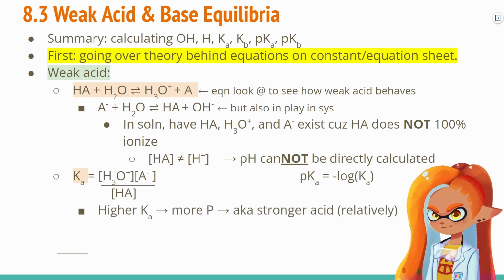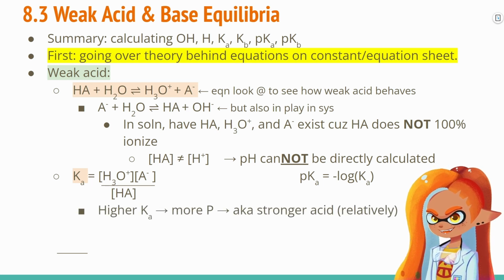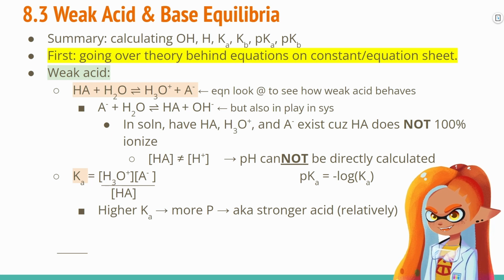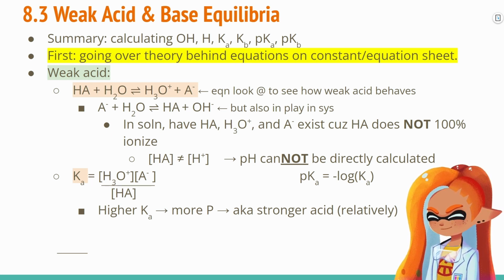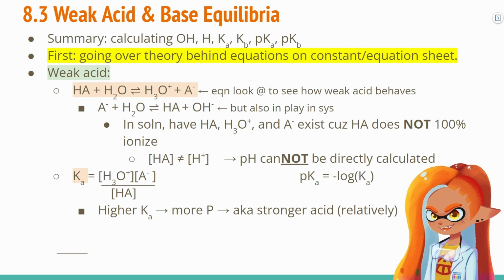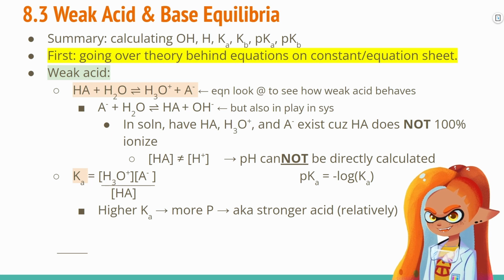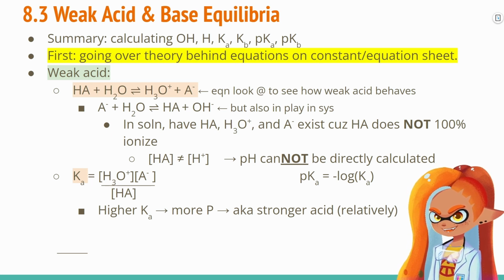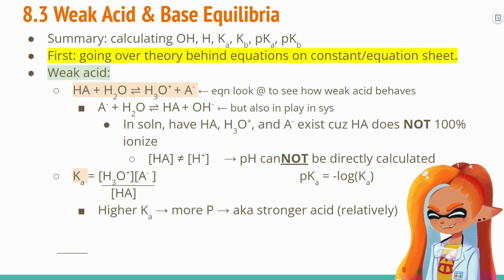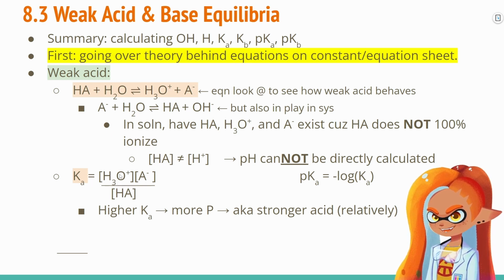If you have a higher Ka value, that means you have more product, aka if you have a stronger acid in terms of relativity to other weak acids. As a reminder, this is still weak compared to a strong acid because a strong acid will ionize completely. A weak one will just ionize a little bit. And so again, more products is this. If I have a lot of this guy, that means we're decently strong, but again, relative.